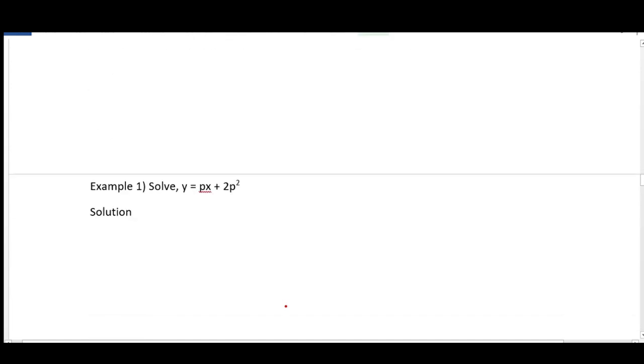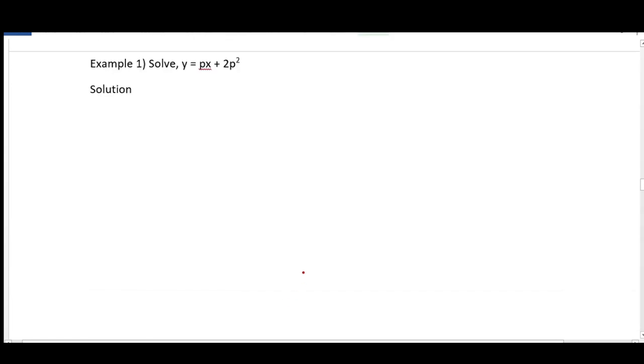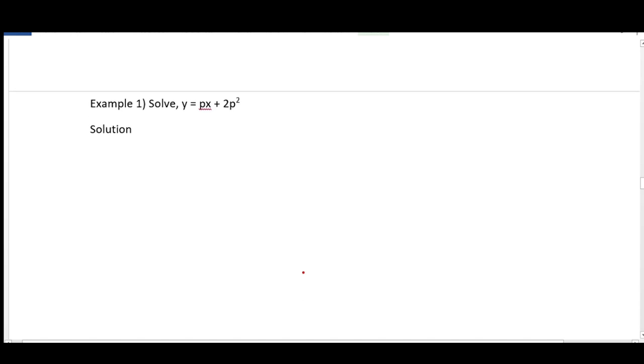So the very simple example they will ask here, friends, solve. Can anybody read the problem? I'm going to simplify this example now. Yes, please. Can anyone read? So the question: y is equal to px plus 2p square. Yes, thank you so much. Here we can see, friends, a very simple question. Solve y is equal to px plus 2p square.